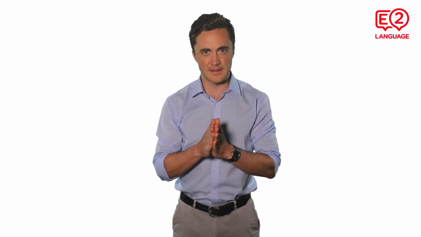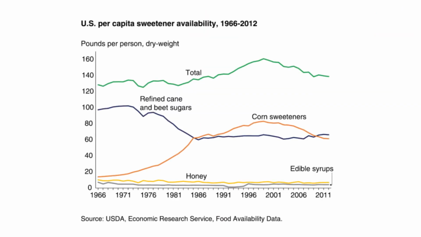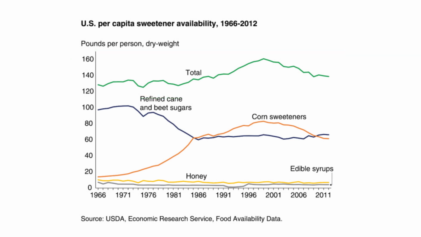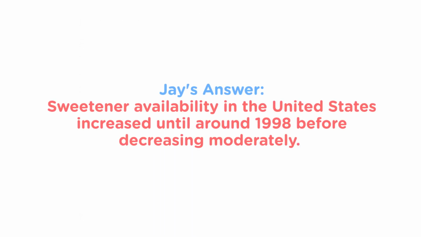In the last part, you need to write a single sentence summary. How you do this is you take a step back and you look at the graph in total and ask yourself what happened overall. Take a minute and write a single sentence answering this question. For this graph, you may want to focus on the green line, total. Here's what I wrote. Sweetener availability in the United States increased until around 1998 before decreasing moderately.